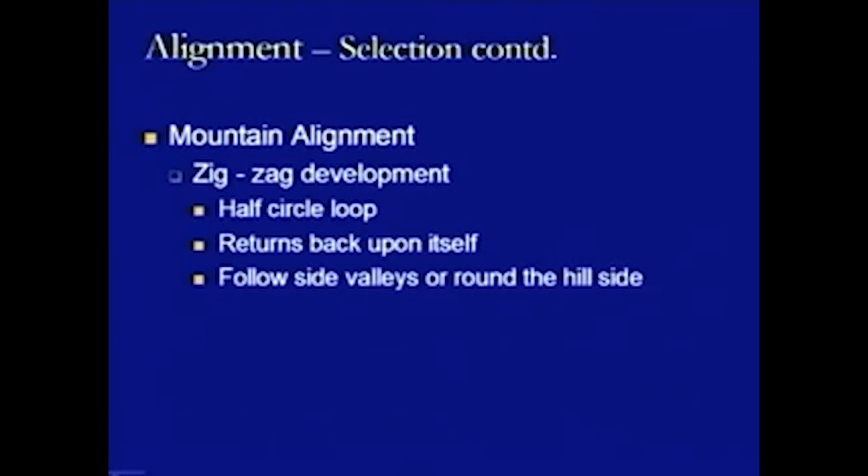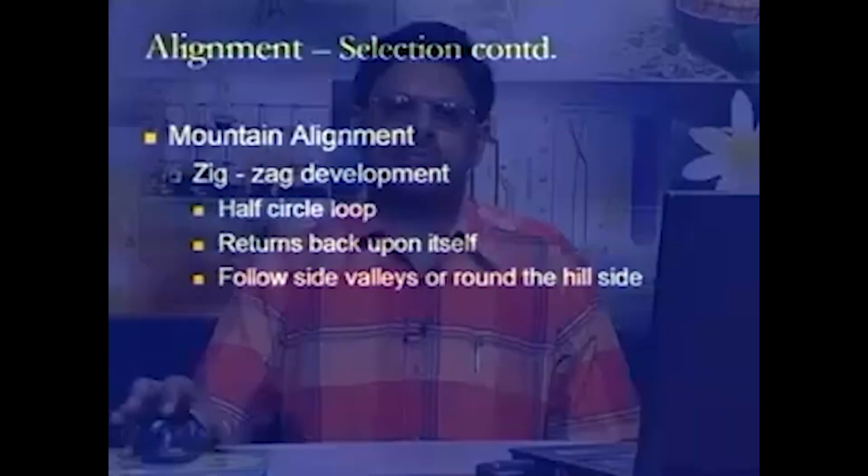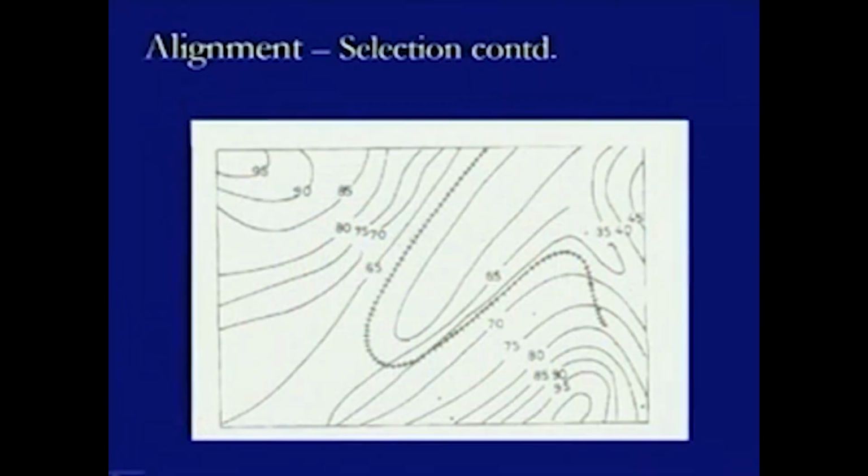And it follows the side of the valleys, or at times it also moves around the hillside. So, these are the two possibilities which can be there in the case of zigzag development. Now, in this diagram we are trying to show the zigzag development. These lines are the contours, and the values have been shown along these lines, which show that when we are at this level, it is 65, 70, 75, 80, which means it is increasing in this direction.